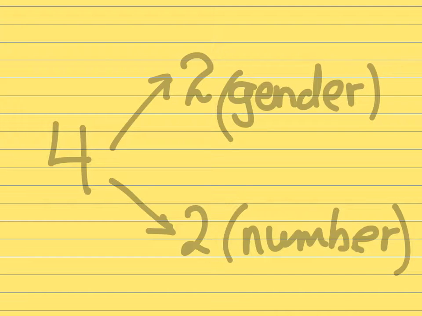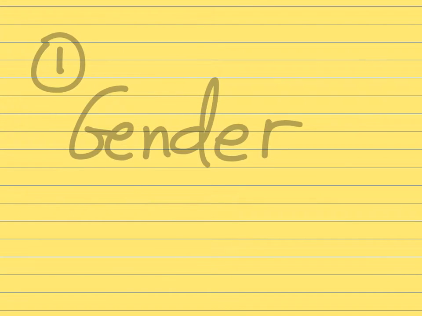In Spanish, it's also going to be written in front of the noun, but here we're going to have four options. Two of them are going to be gender related. They're going to be masculine or feminine. And two of them are going to be number related. It's going to be either singular or plural.